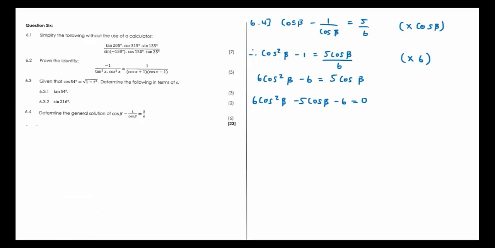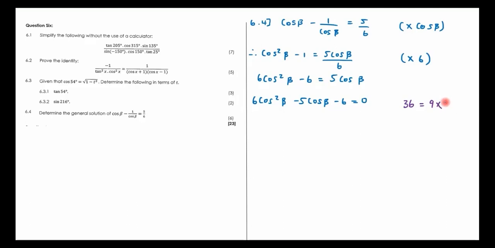But for me, I can factorize this. So by factorizing this, what I need to do first is multiply this 6 and 6. So 6 times 6, I know that it gives me 36. Then now I need to find factors of 36 that can give me 5. Now that will be 9 times 4. Alright, so I know that that is 9 times 4.